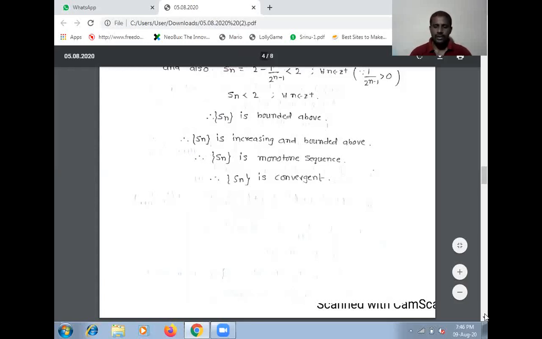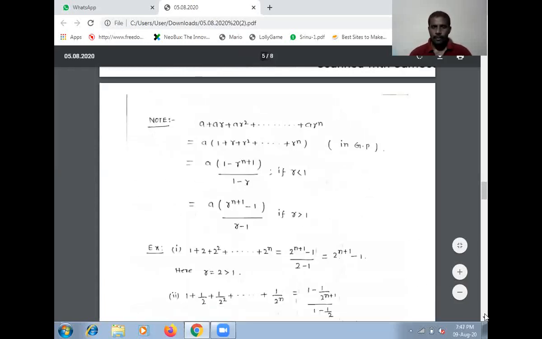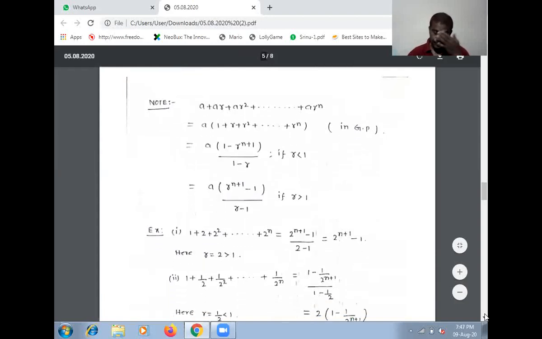So this is the solution of the problem. So now another problem. Here I am giving some note. So what is the note here?